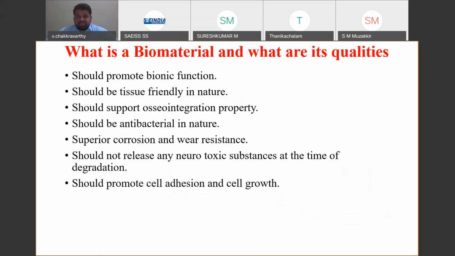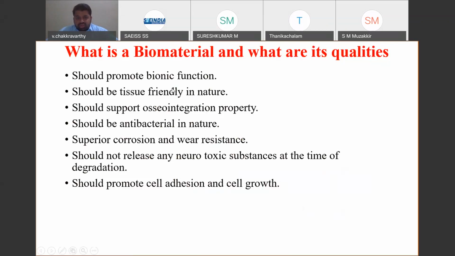let me brief about what a biomaterial is and what qualities are required for a material to be called a biomaterial. The material should be biocompatible. If a material is so-called, then it should promote a bionic function. Bionic function in the sense it should not be toxic to the human cells. Then secondarily, it should be tissue friendly in nature.